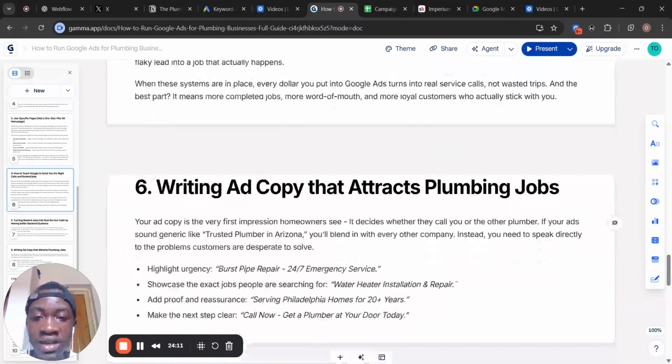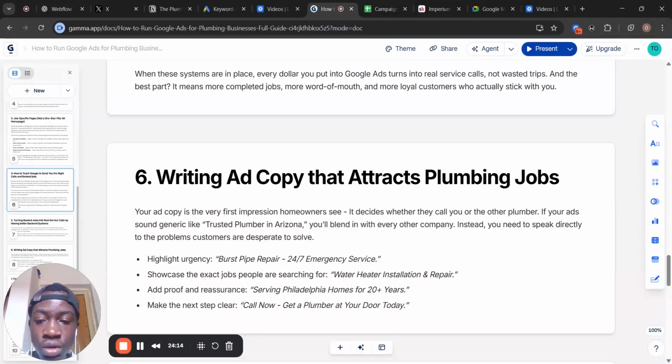So the next one here is writing copy that actually attracts plumbing jobs. Your ad copy is the very first impression anyone looking for a plumbing service will see. It decides whether they call you or call the other plumber. If you just say trusted plumber in Arizona, you don't actually talk about what you offer. Everyone is a trusted plumber. Trusted doesn't really add any weight to that copy. It doesn't give them a reason to click on your ads. You blend in with every other company, because every other company can say they are a trusted plumber, and you just blend into so many fish in the river.